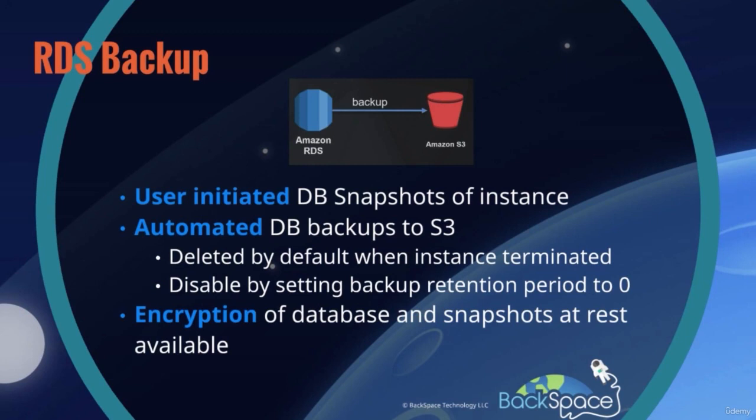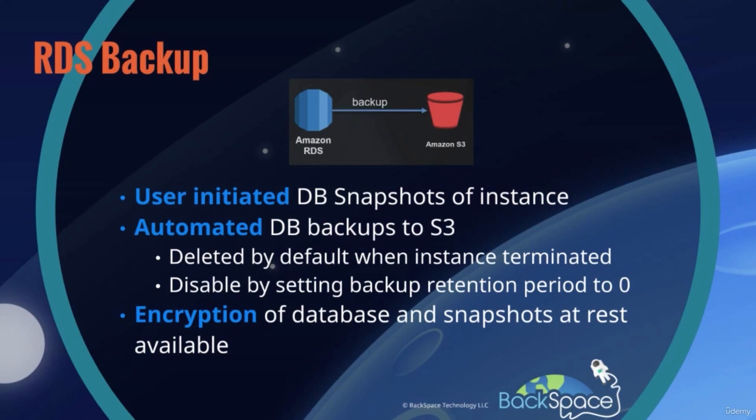Backing up your RDS databases is quite straightforward, and there are some options available for you. The first one being user-initiated DB snapshots of an instance. By doing that, you have the control around when you take those snapshots, or you can have it left up to the RDS service to create automated backups to Amazon S3 for you. By doing that, you can simply specify a backup retention period. By default, it will be enabled, but if you don't want an automated backup, you just set that retention period to 0, and you won't be getting automated DB backups.